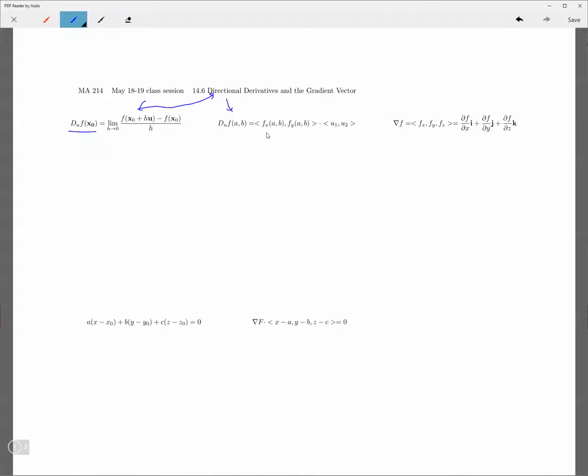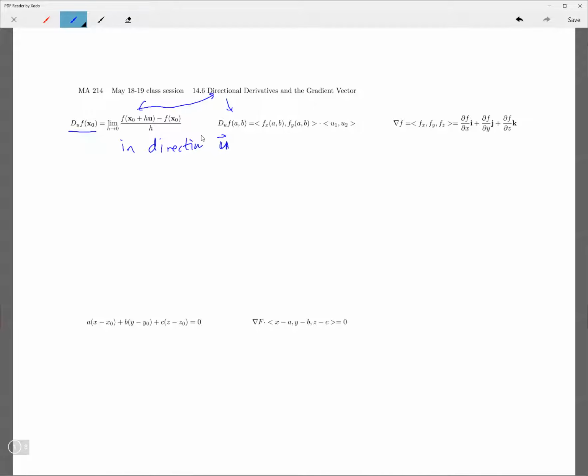You take the vector, which consists of the partial with respect to x, comma, the partial with respect to y. And you dot product that with a unit vector in the direction. So these are directional derivatives in the direction of u, okay?